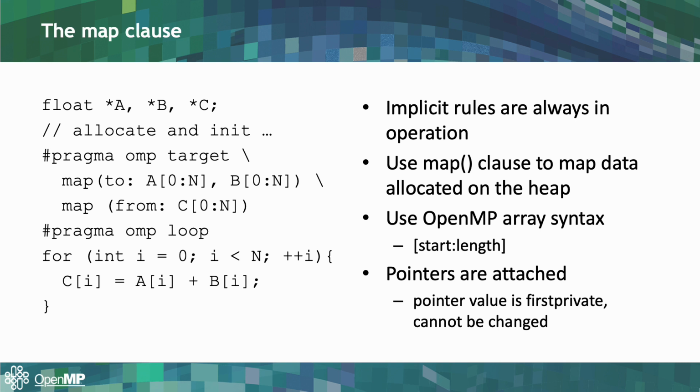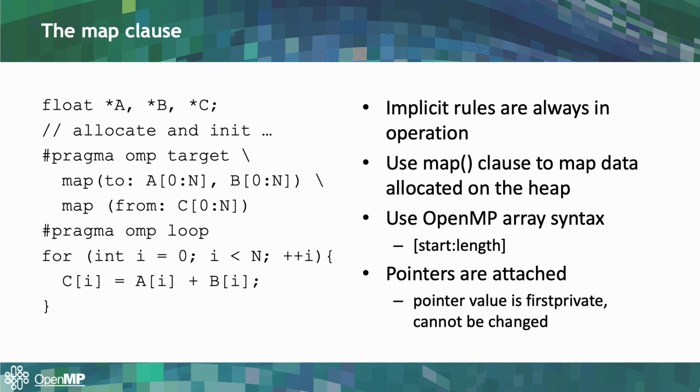But notice we just specify from. This means that the original value of C is not copied over. And again, this makes sense in the vector addition here that says C[i] equals A[i] plus B[i]. It doesn't matter what the initial value of C is. We don't need to initialize that because it's a write-only operation in our kernel. So with a map from, we copy data at the end of the target region from the device back to the host. We then have our pragma omp loop. That's going to allow us to run this vector addition in parallel on the device.